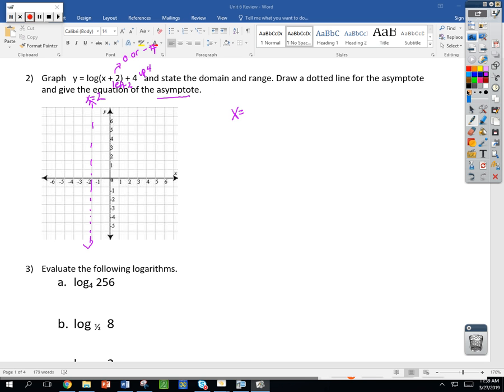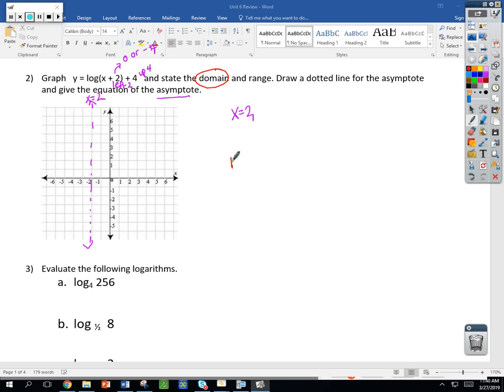I can tell the domain from that because it's going to be on this side of it. And so instead of going from 0 to infinity, it's going from -2 to positive infinity because it's going from there to the right forever. And we already said it wasn't going to pass this line. So the asymptote is x equals -2. The domain is the one that's affected, and it won't go past this line.